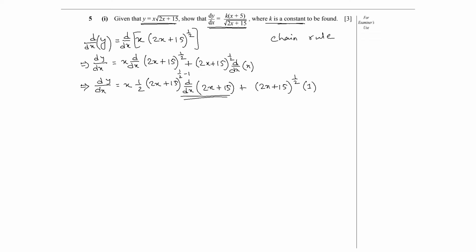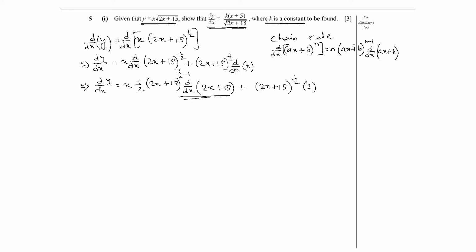It says that if we have a term such that (a times x plus b) whole to the power n, then the derivative d over dx of (ax plus b) whole to the power n will be n times (ax plus b) whole to the power n minus 1 times d over dx of (ax plus b).